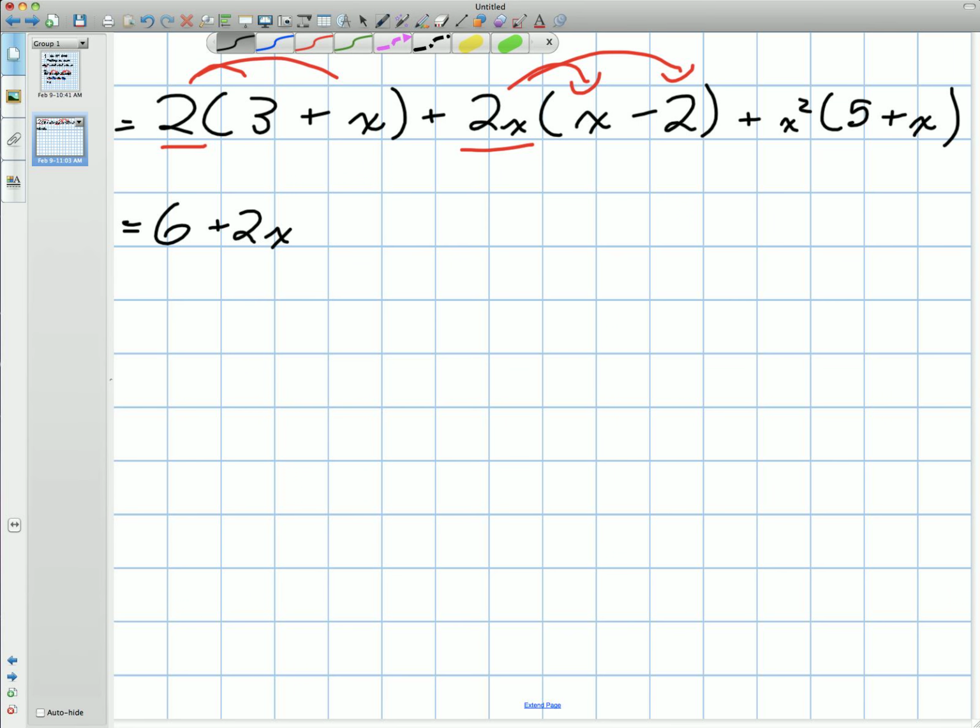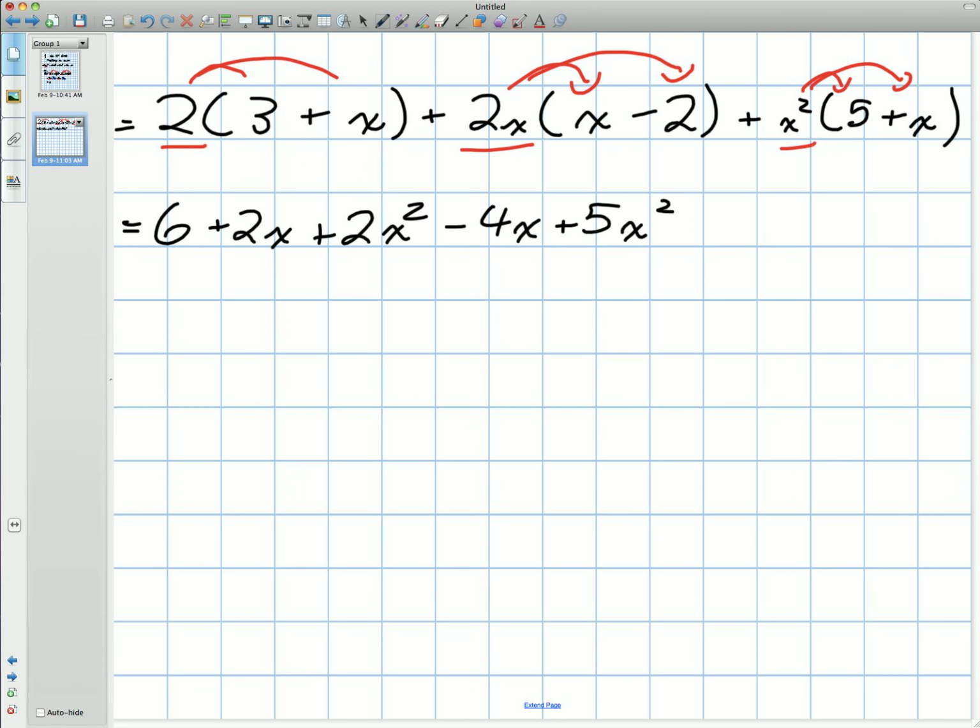The reason we have x squared is because when we multiply x times x, think of those exponent rules we did. This is to the power of 1 and 1. We multiply, same base, we add the exponents, x squared. So we have 2x squared. And what is 2x times negative 2? Negative 4x. Good. And finally, now I have x squared. What is x squared times 5? 5x squared. What is x squared times x? x cubed, or x to the power of 3.